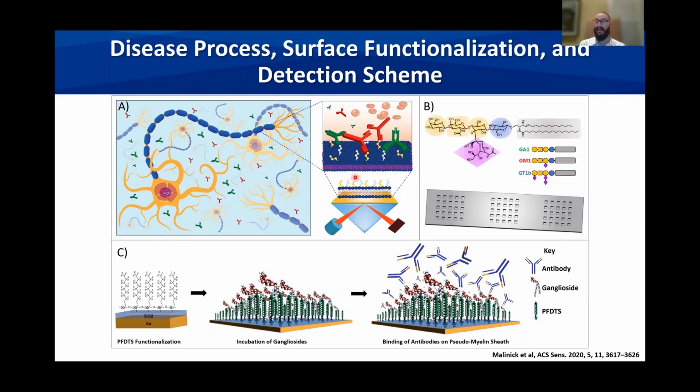Some antibodies of interest are anti-GT1B, which is associated with loss of muscle control, and anti-GM1 and anti-GA1, which result in changes in, and loss of, vision.